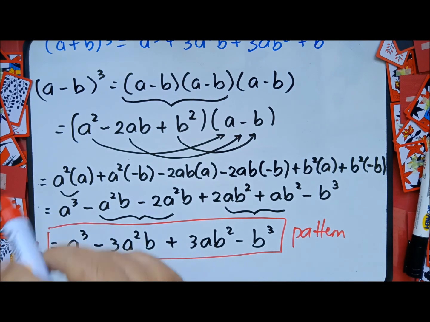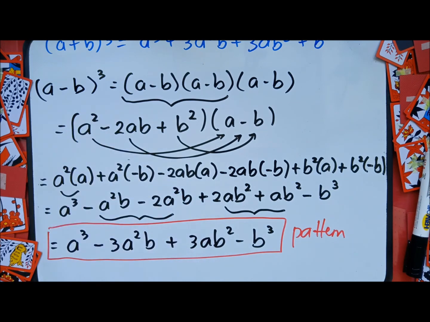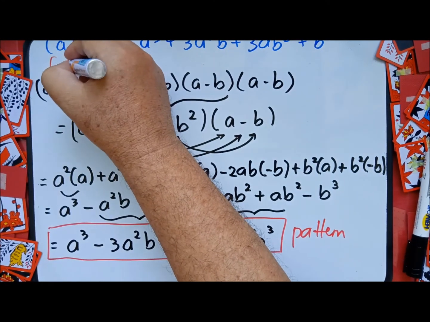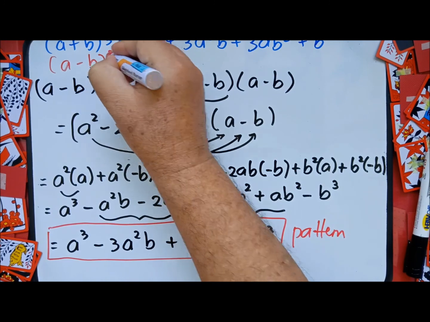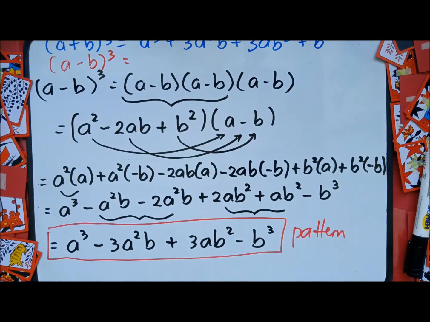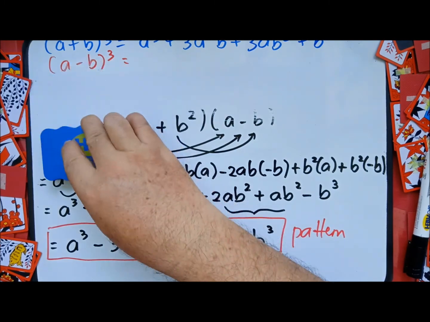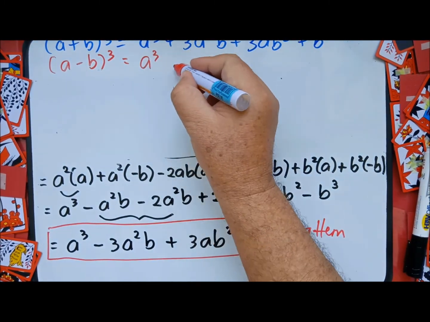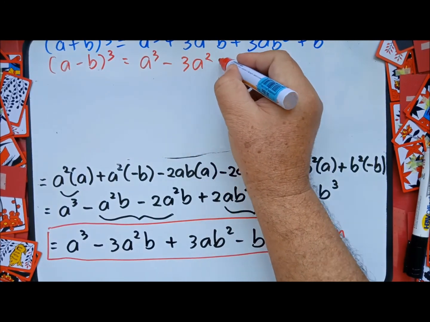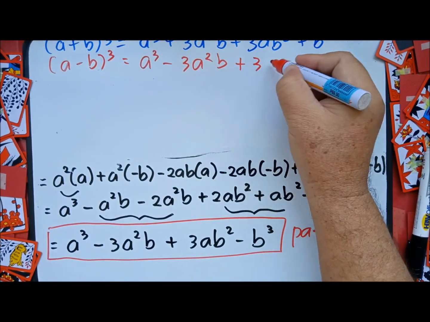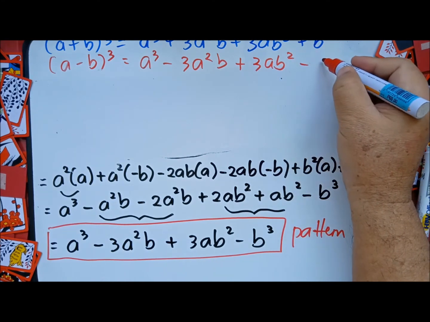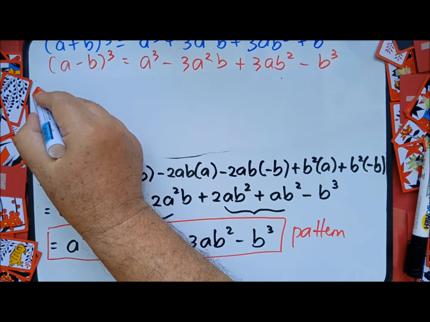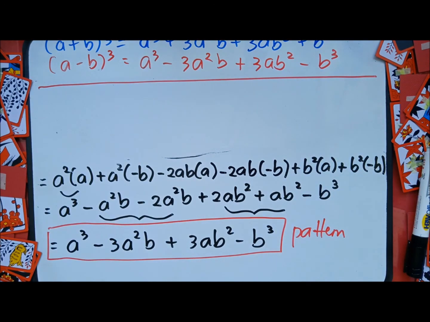So whenever you encounter the binomial raised to 3 or cube, then this will be your pattern. Okay, let us take this pattern. A minus b cube is equal to, okay, let's erase this, a cube minus 3a squared b plus 3ab squared minus b cubed. So these two are your patterns.